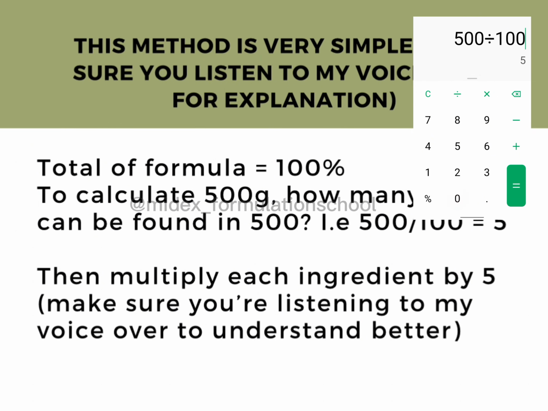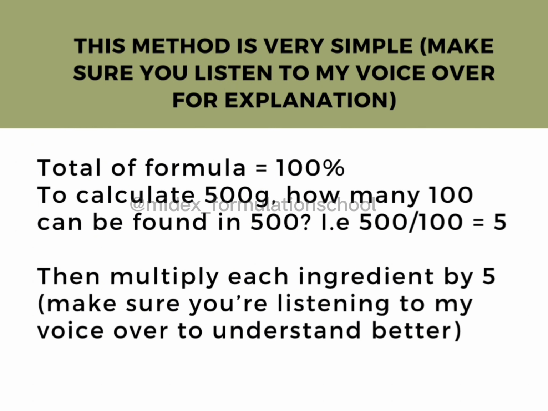If I say, how many 100 can you find in 200? You will see two 100s in 200. That is 100 in two places. How many 100 can you find in 500? That is 100 in five places. 1, 2, 3, 4, 5. 100 plus 100 plus 100 plus 100 plus 100 will make 500. Do you understand? So automatically, what does this mean? This means that you multiply each ingredient by 5.